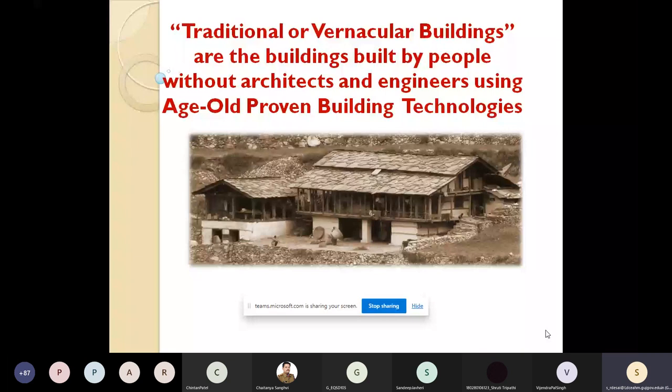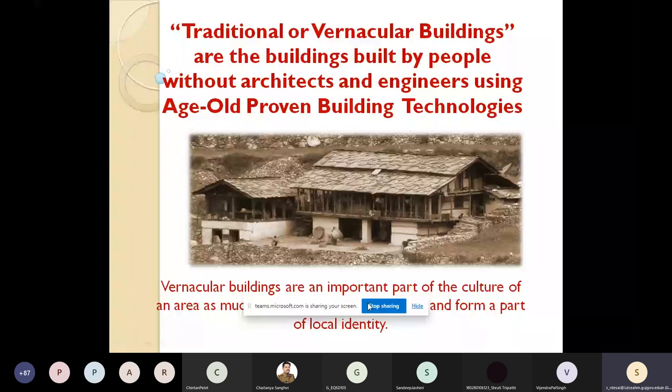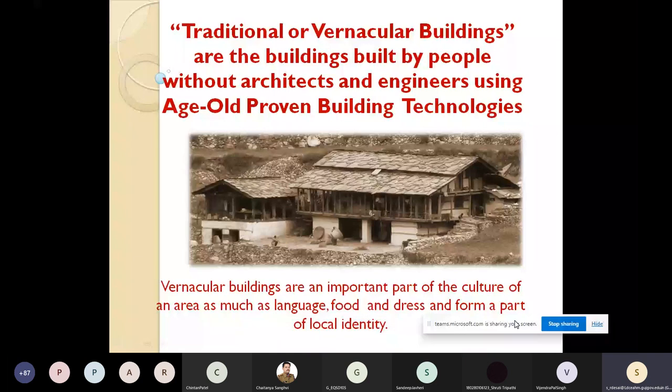So basically, these vernacular buildings form an important part of the culture of an area as much as language, food, and dress. And they also give a local identity, a very important, integral part of all this.